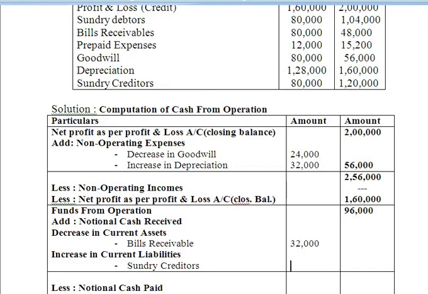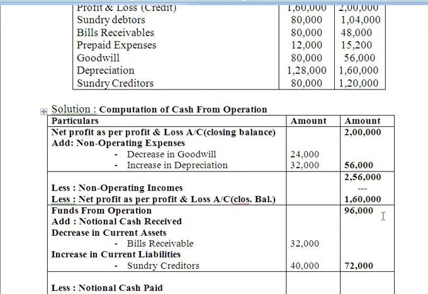So how much is the amount of sundry creditors? 1,20,000 minus 80,000, it is 40,000. Only one current liability we have, so that we have taken. So make the total here. Notional cash received, how much? 40,000 plus 32,000, so it is 72,000. So add this 72,000 to 96,000.